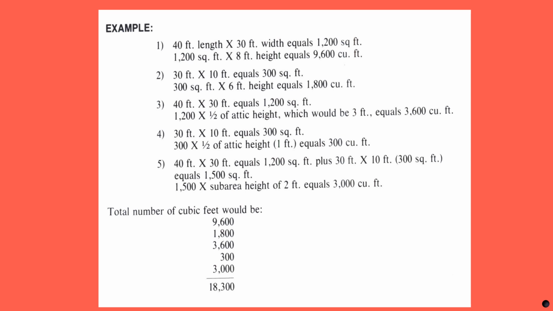5. 40 feet times 30 feet equals 1,200 square feet, plus 30 feet times 10 feet, 300 square feet, equals 1,500 square feet. 1,500 times sub-area height of 2 feet equals 3,000 cubic feet. Total number of cubic feet would be 9,600 plus 1,800 plus 3,600 plus 300 plus 3,000. The total would be 18,300 cubic feet.